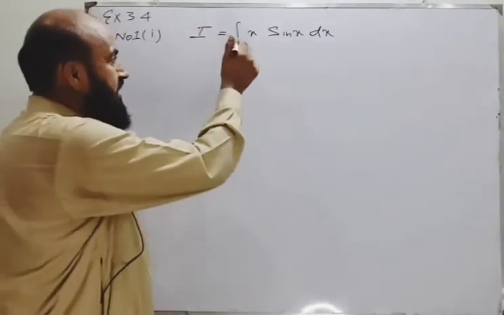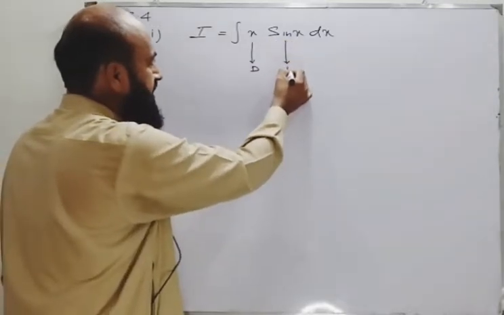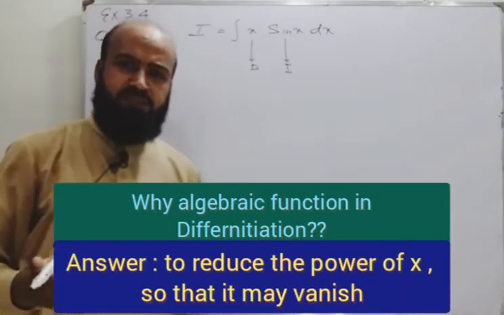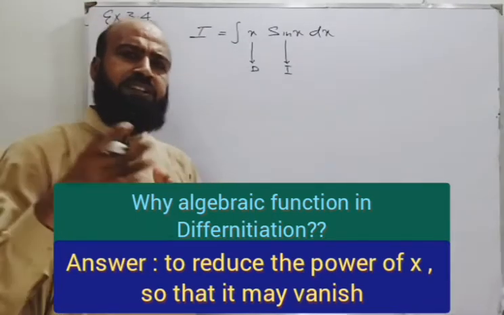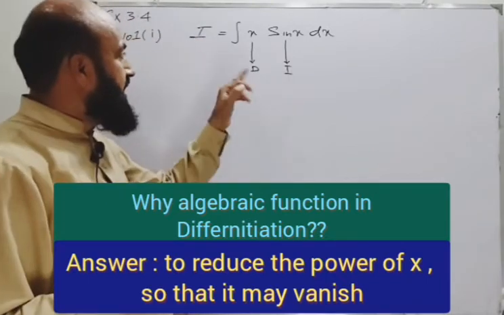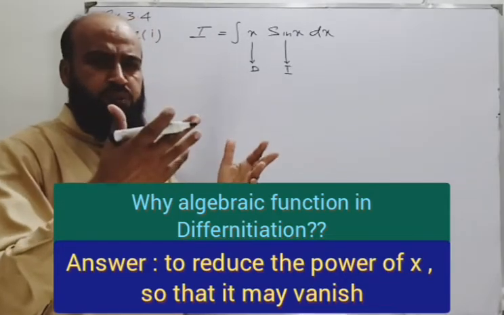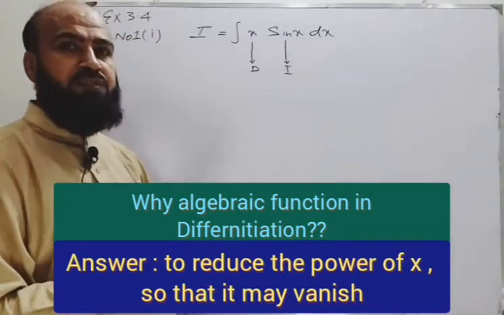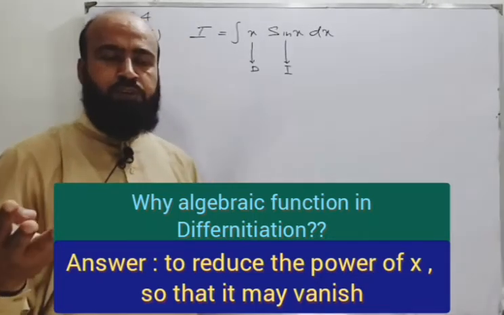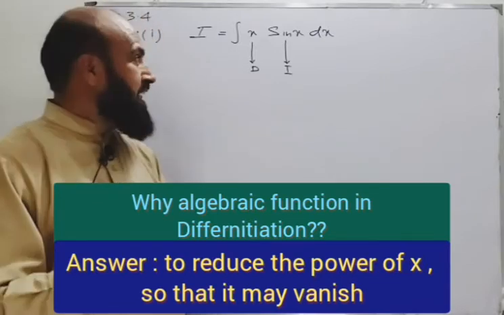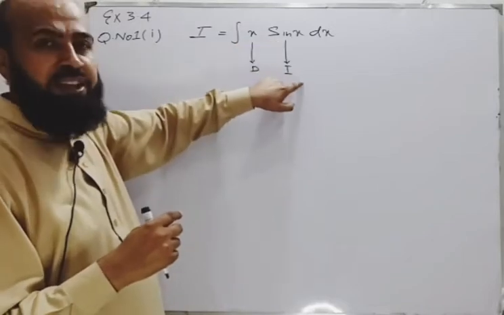We will put the algebraic function into differentiation and the trigonometric function into integration. Why? The reason is very simple. When we differentiate x, its power decreases, and as a result it vanishes. When we integrate x, its power keeps increasing. On the other hand, sin x keeps repeating itself: sin x, then cos x, then sin x, then cos x, and it is never going to end. So that is the reason we have to put x in the differentiation and sin x into the integration.